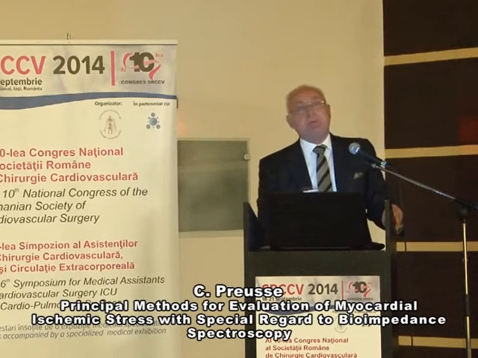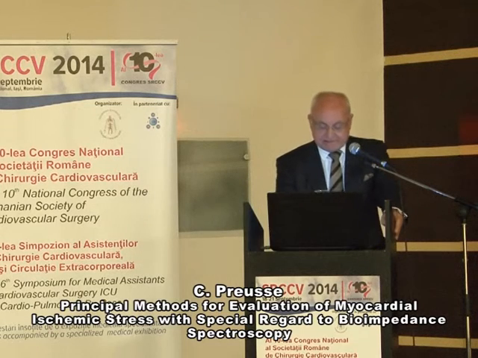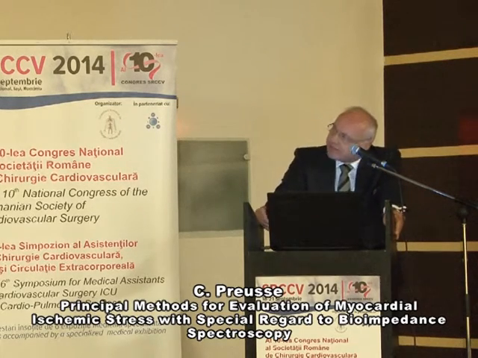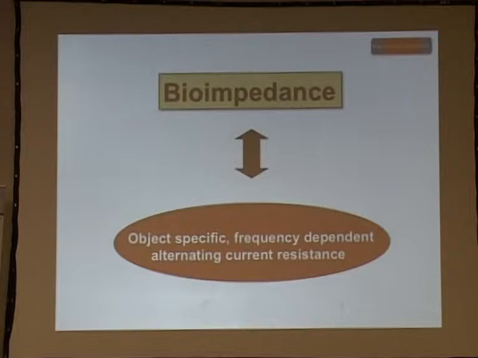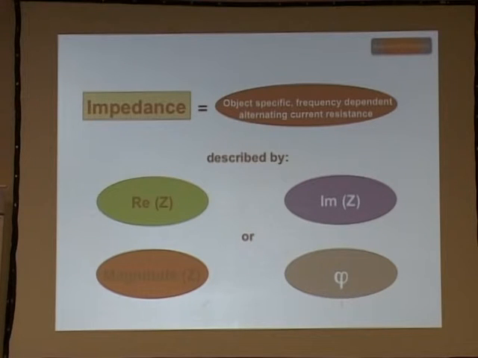But what is bioimpedance? Bioimpedance is the object-specific, frequency-dependent, alternating current resistance. And it is described either by the real part or the imaginary part, by magnitude or by the phase angle. Please do not be puzzled. I will lead you very slowly through some of these parameters.